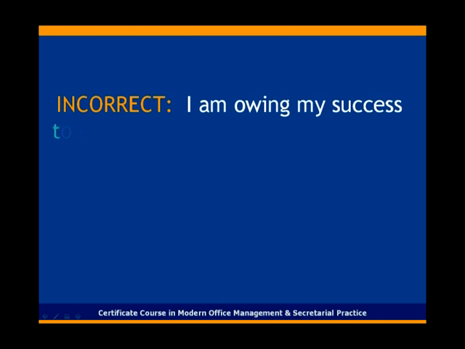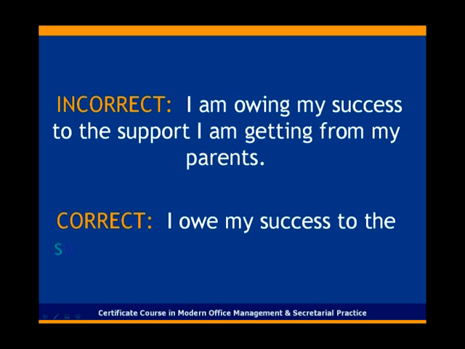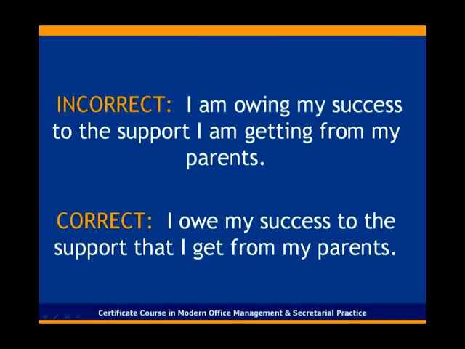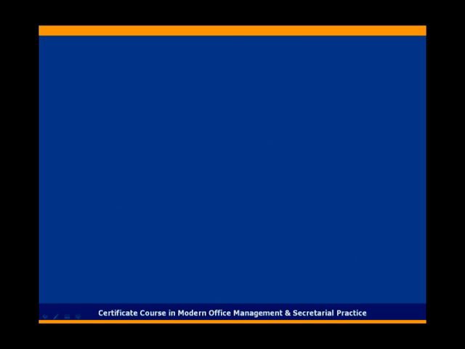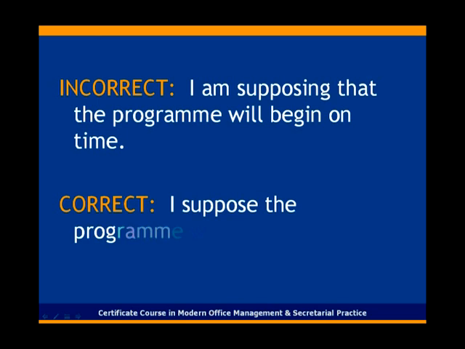For example, incorrect. I am owing my success to the support I am getting from my parents. Correct. I owe my success to the support that I get from my parents. Let's look at another example. Incorrect. I am supposing that the program will begin on time. Correct. I suppose the program will begin on time.